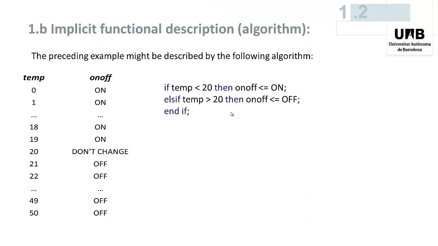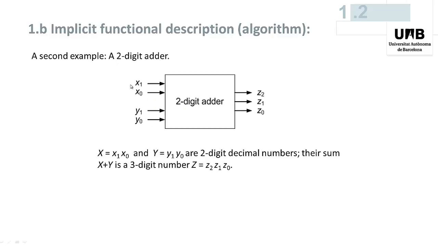Now, the same specification could be expressed by a very simple piece of program. If temp is less than 20, then on-off is equal to on. Else, if temp is greater than 20, then on-off is equal to off. It's a program equivalent to the previous table, and this is an example of implicit functional description by means of an algorithm. Let us see a second example.